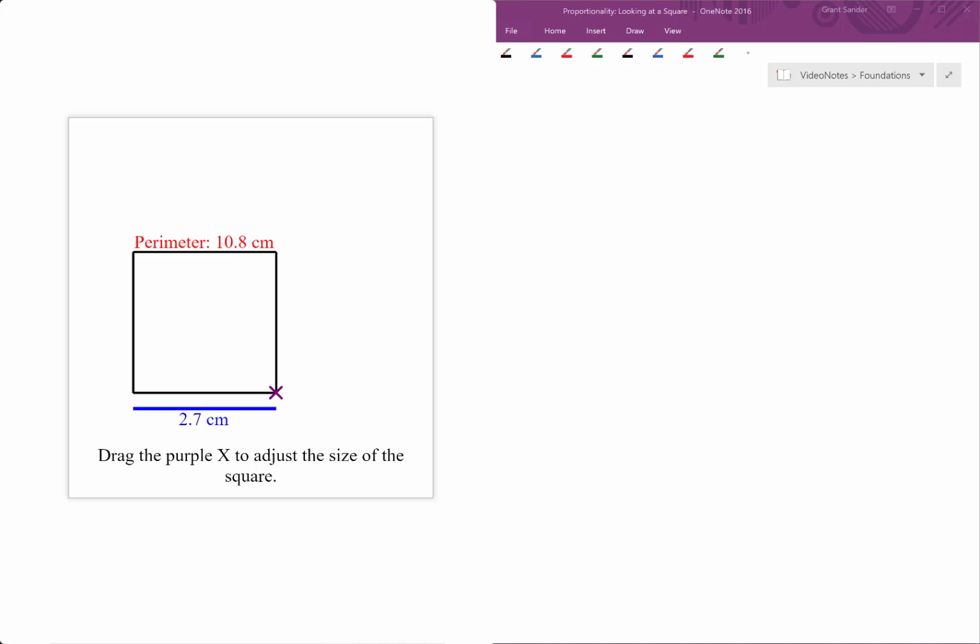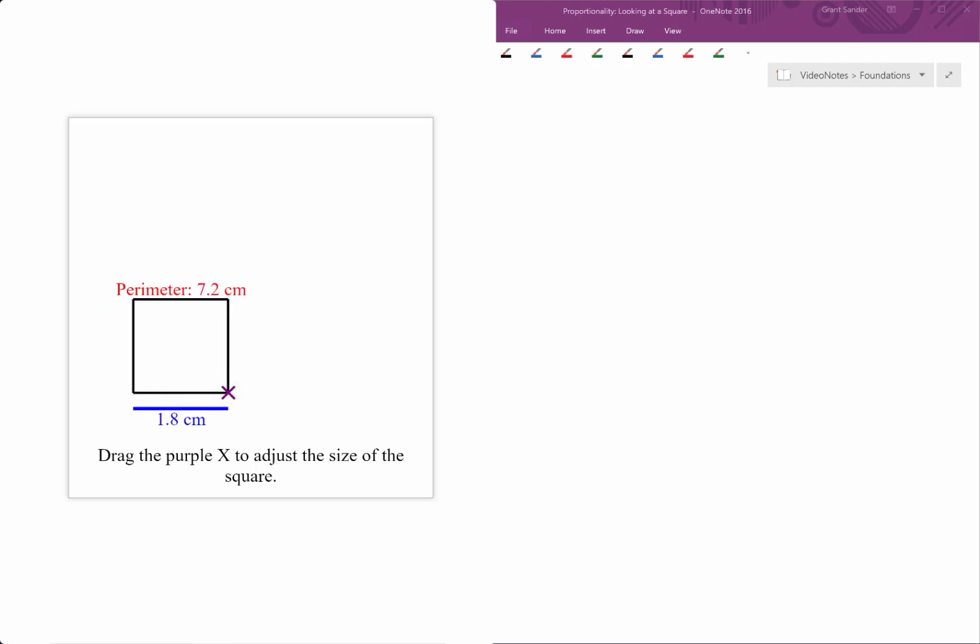In this video, we're going to look at the idea of proportionality in the context of a square whose size can vary. So I have a square here, and I can vary the size of this square. Let's start by considering how the perimeter of the square is related to the side length of the square. As the size of the square varies, both of those quantities are going to vary.